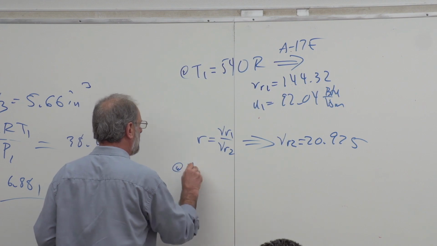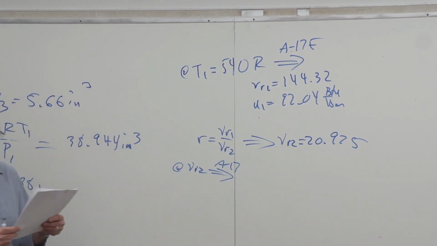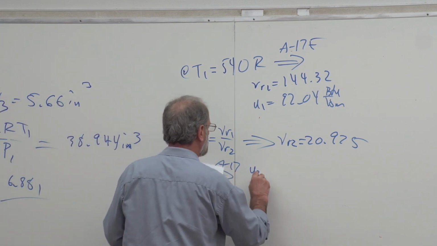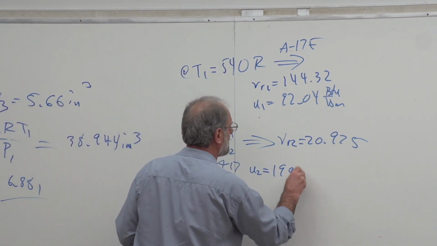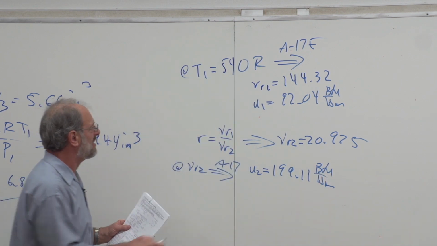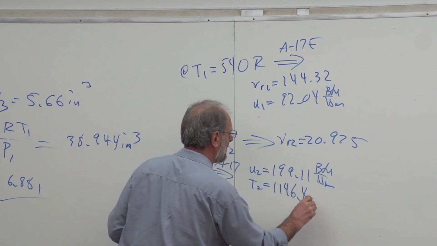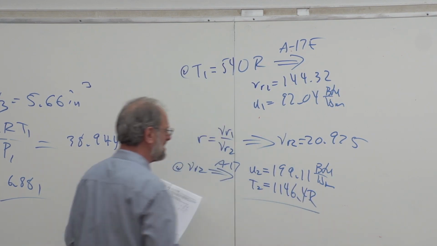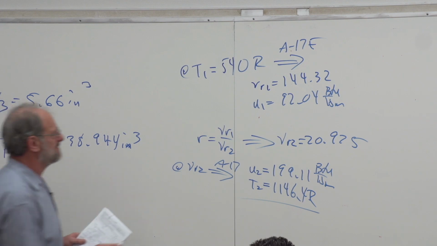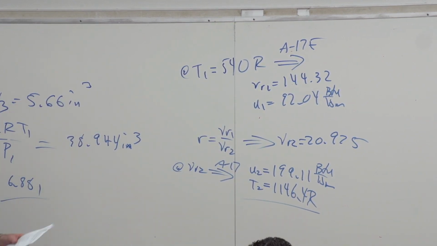And now that we have VR2, we go back into table A17E and look up the internal energy, which we're certainly going to need later. So 199.11 BTUs per pound. And we'll also look up the temperature, which is 1146.4 Rankine. Okay, so this will have to be done by interpolation on this particular table.